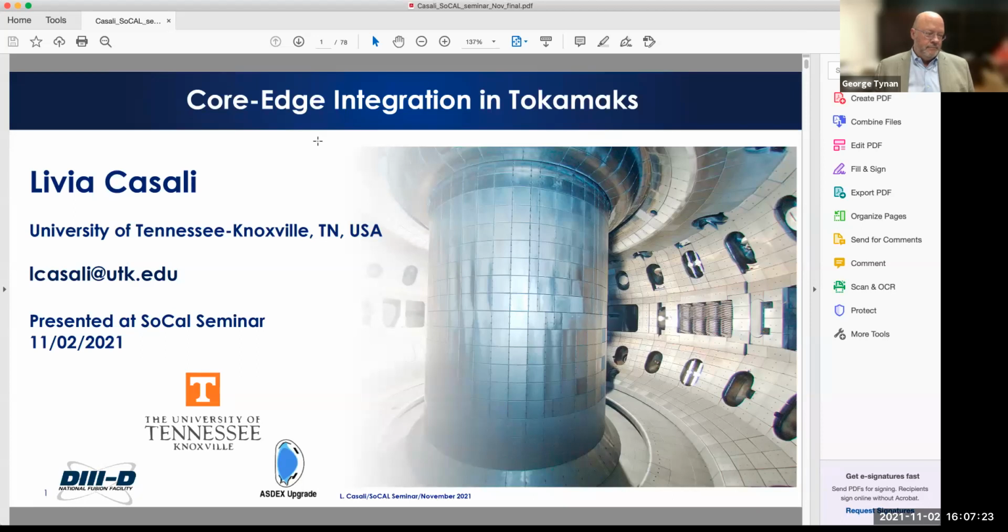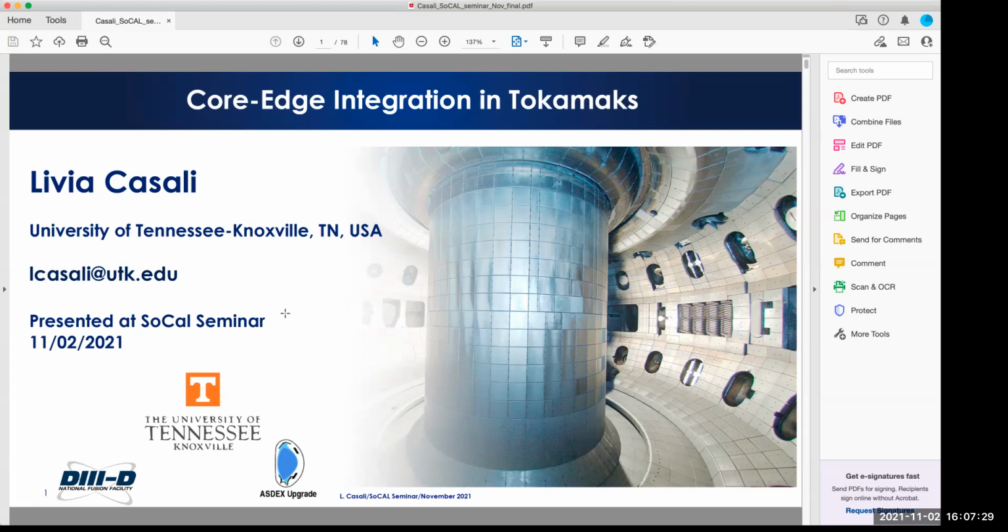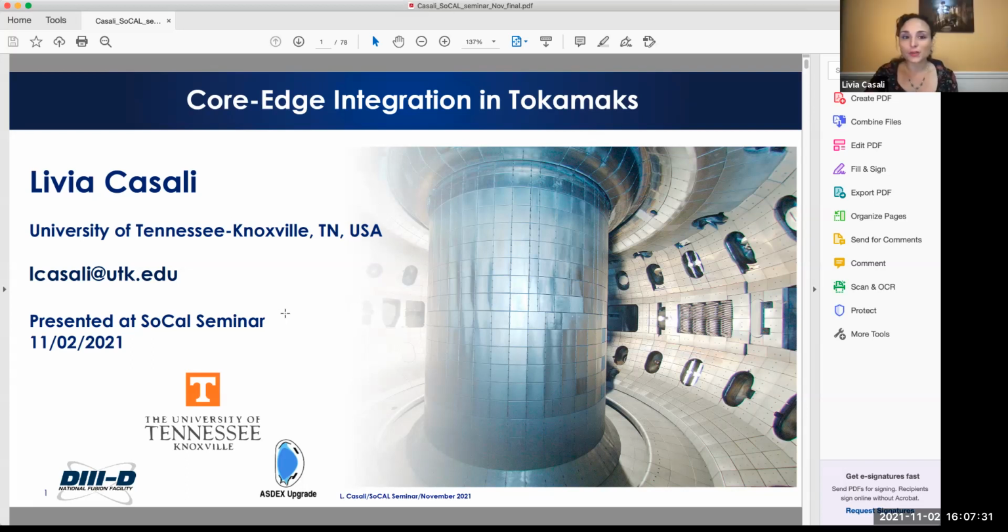Thank you so much for the introduction, George. So today I'm going to talk about core edge integration in tokamaks. I would like to thank the organizer for inviting me to give this presentation on this topic that is very important right now in our fusion community.